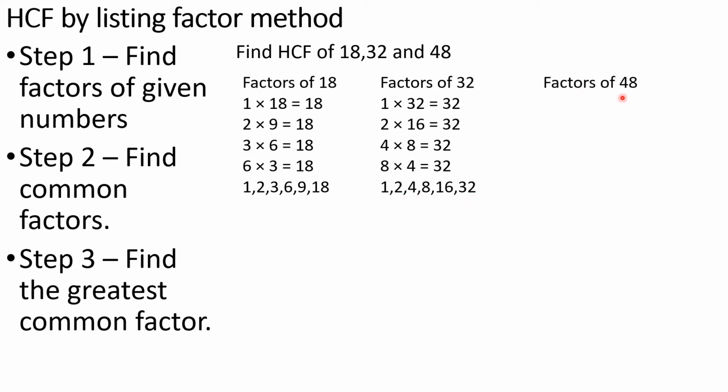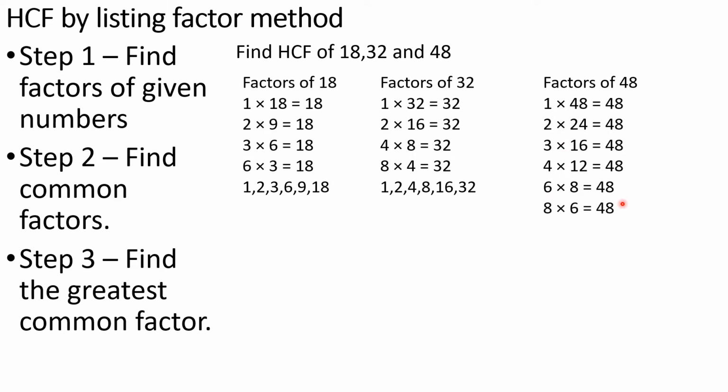Now the factors of 48. 1 48s are equal to 48. 2 24s are equal to 48. 3 16s are equal to 48. It is divisible by 4 also. 4 12s are equal to 48. And because it is divisible by 2 and 3, that's why it is divisible by 6 also. 6 8s are equal to 48 and 8 6s are equal to 48. Now 6 8s and 8 6s are repeating. That's why we will stop here and arrange these factors: 1, 2, 3, 4, 6, 8, 12, 16, 24, 48. These are the factors of 48.